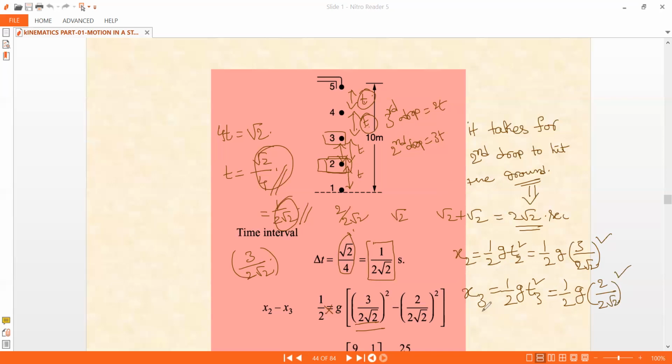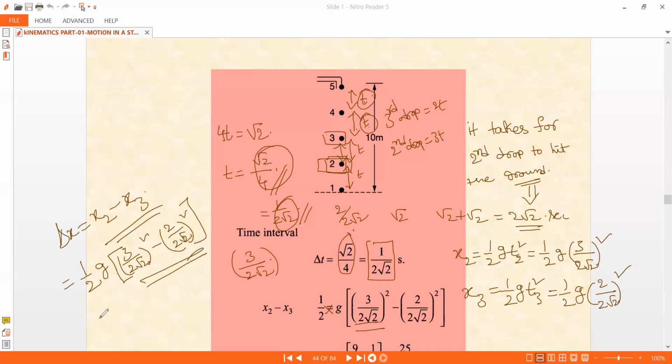And now you need to find the distance. What is the delta x? That is the distance between the second and third drop. So delta x happens to be x2 minus x3. Why x2 minus x3? The reason being, the second drop would have traveled more distance than the third drop, because it has emerged before the third drop. So you get half g into 3 by 2 root 2 whole square minus 2 by 2 root 2 whole square. This is how you can write.